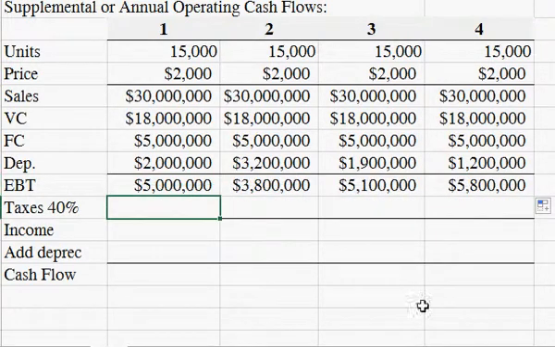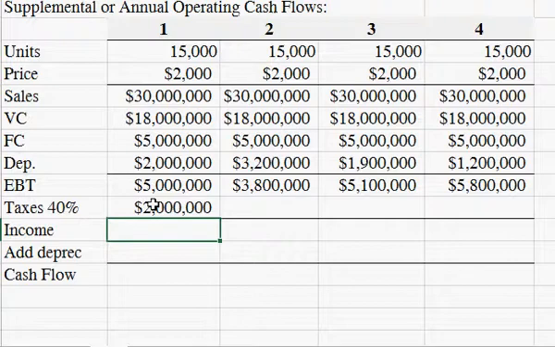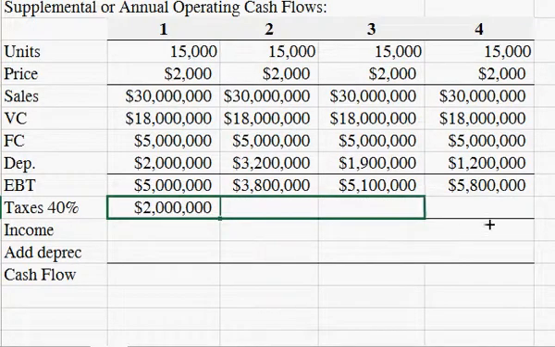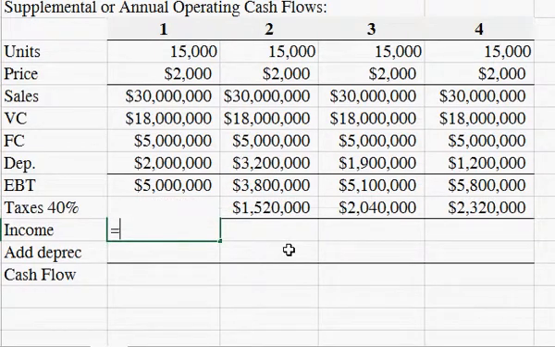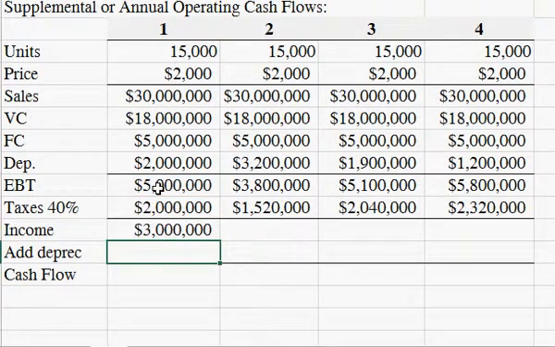Taxes are 40%, so we take 0.4 times that. Our taxes are calculated as 40% of the line above. We subtract off our taxes, and we get to our income.